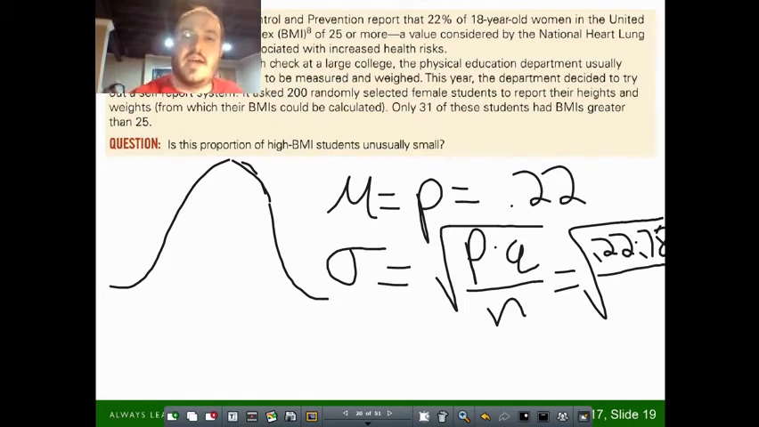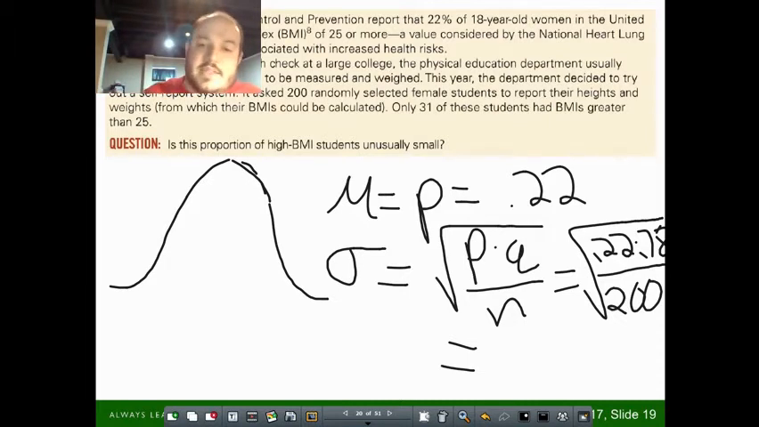Divided by n. Now, remember what n was. N is the actual sample size of what we're dealing with. And it said that we took a sample size of 200, so that's going to end up being 200 there on the bottom. Okay. So if you actually plug that into your calculator, I've got my calculator down here, the calculator shoots out 0.029.